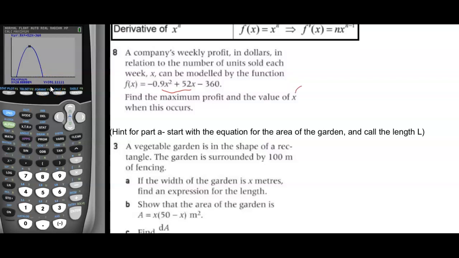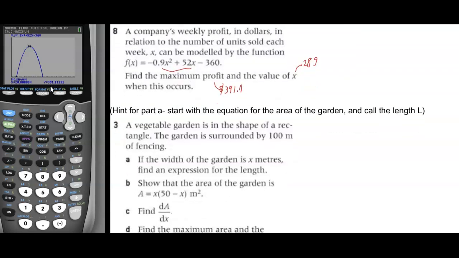Okay, so they want the X value. The X value would be 28.9. And the maximum profit would be the Y value, which is 391.11. And since the profit is money, I'm going to put cents on there, so I put 2 decimal places. Remember, X is number of units sold, so you wouldn't be wrong if instead of 28.9 you said 29, okay?